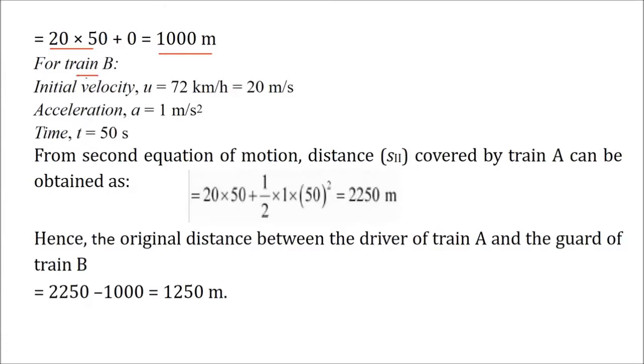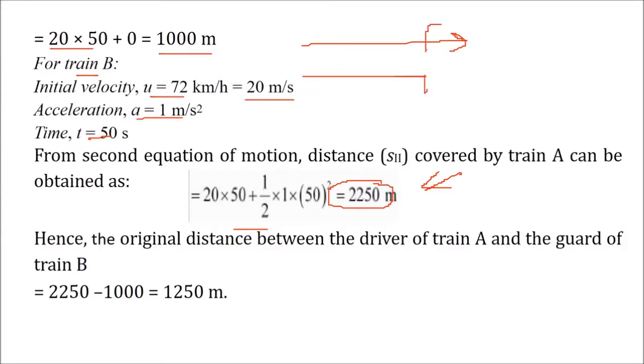But when we are talking about train B, again the speed is the same, 72 km an hour, so this will be 20 meter per second. But this train has an acceleration of 1, and time is again the same as before, 50 seconds. So we'll apply the second equation of motion, S equal to ut plus half a t square. We will apply this, and we see that it is 2250. Now 2250 B has moved, 1000 A has moved. So how far is this ahead, or you can say what was the initial distance? Just subtract these two, you get 1250.